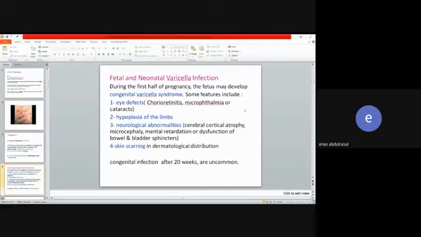The features of congenital varicella syndrome include eye defects in the form of chorioretinitis, microphthalmia, or cataracts, hypoplasia of the limbs, and neurological abnormalities in the form of cerebral cortical atrophy, microcephaly, mental retardation, or dysfunction of the bowel and bladder sphincters. As well, there will be skin scarring in a dermatomal distribution. This form of congenital varicella syndrome will not be evident if the infection is acquired during the second half of gestation.